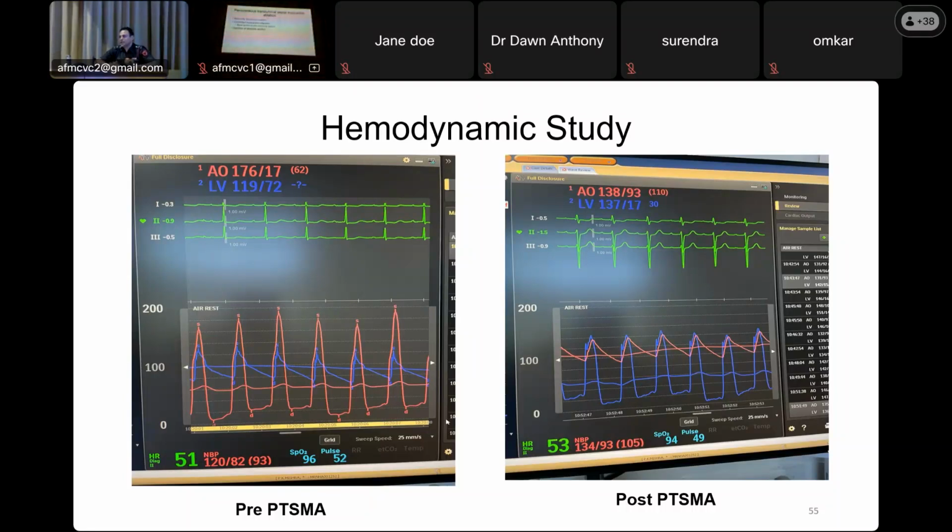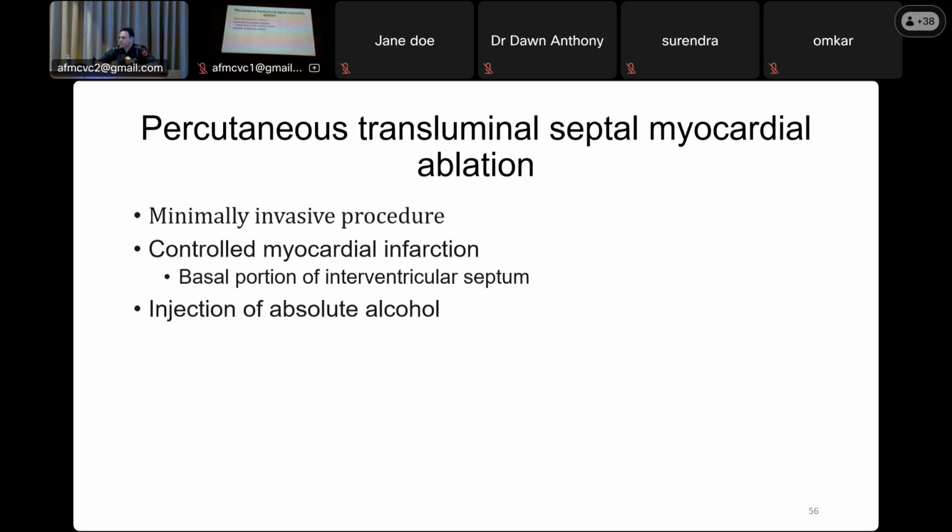So basically, what this percutaneous transluminal septal myocardial ablation procedure is, it is a minimally invasive procedure in which we do a controlled myocardial infarction. So how do we do it? We inject absolute alcohol, 1 to 3 ml, in a LAD branch, which are the septal branches supplying the septum, which is the thickest part and obstructing the LVOT.